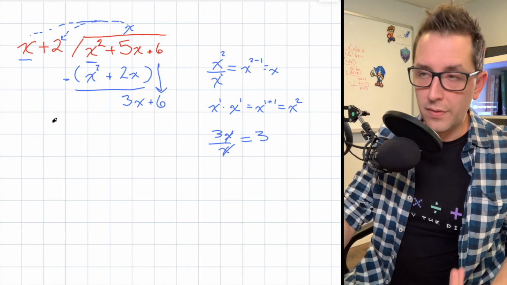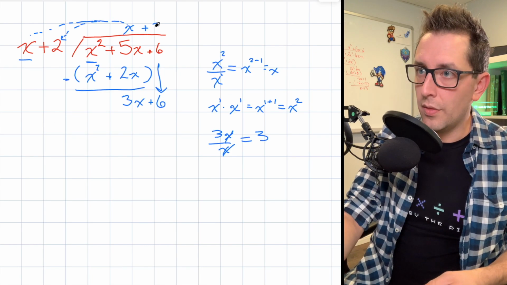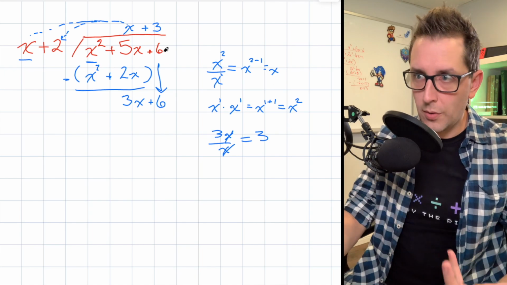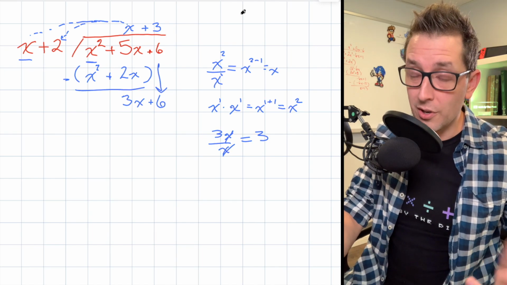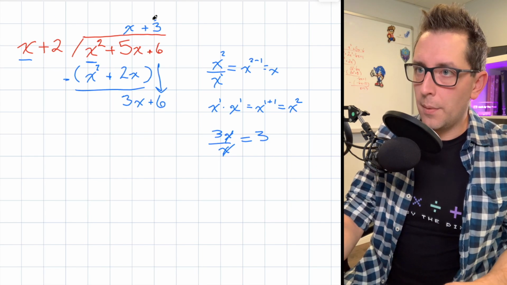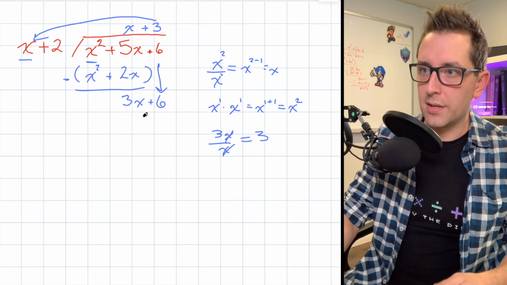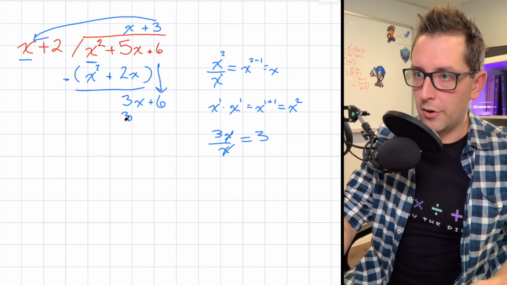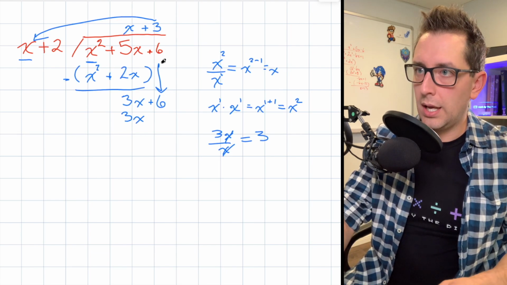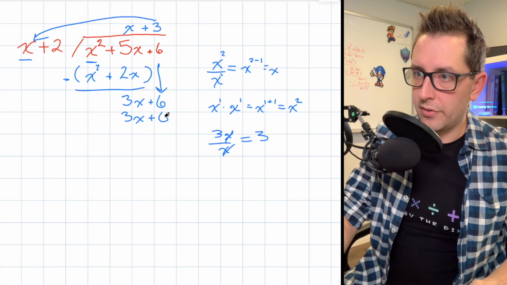Well, where am I going to put that? I'm going to go back up here, and I'm going to put it above the term in my dividend that has no x. Let's put it above the 6, which also has no x. And I'm going to repeat this whole process here. I'm going to take that 3, and I'm going to multiply it by each term in my divisor. So 3 times x is 3x. I'm going to write that underneath my 3x term here. And 3 times 2, well, that's just 6. So I'm going to write my 6 here.